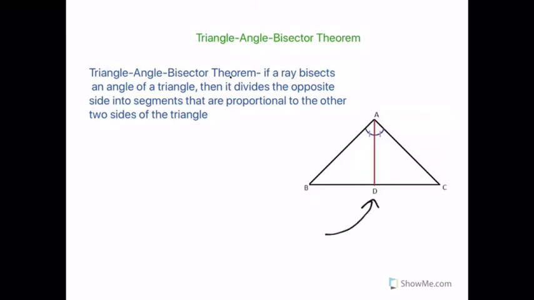AD is bisecting angle A, and then it's dividing this side, BC, into segments BD and DC, and those are proportional to the other two sides of the triangle. So let's try an example to kind of put it all together for us.